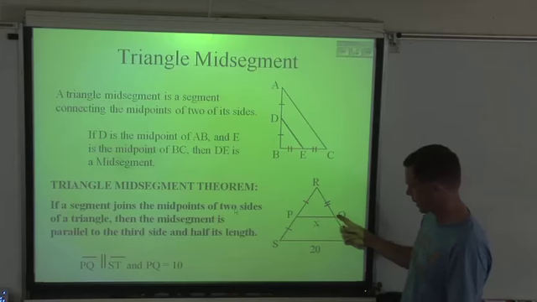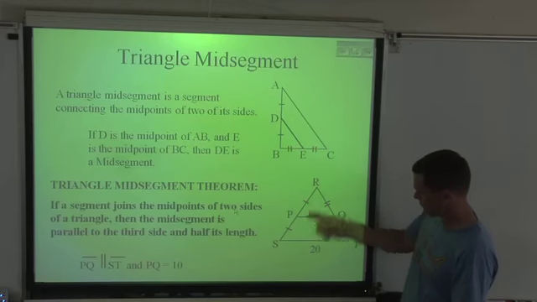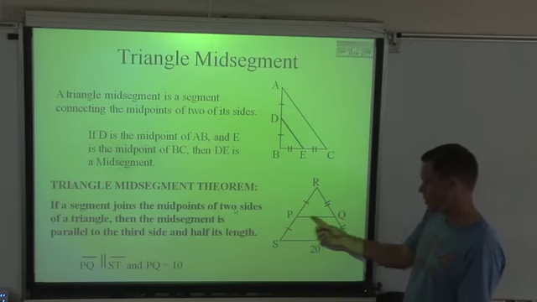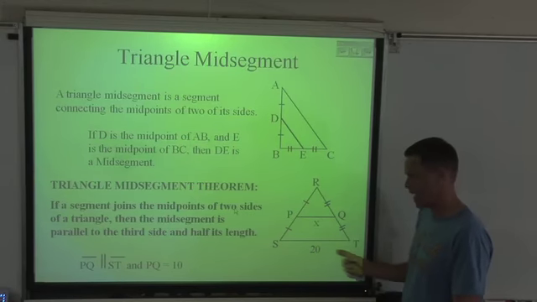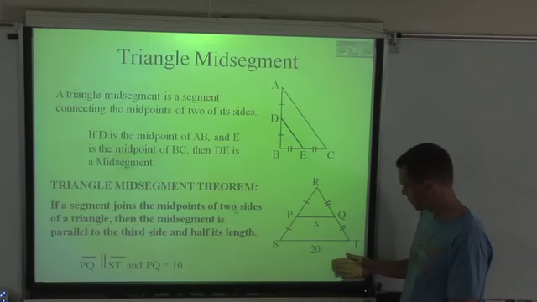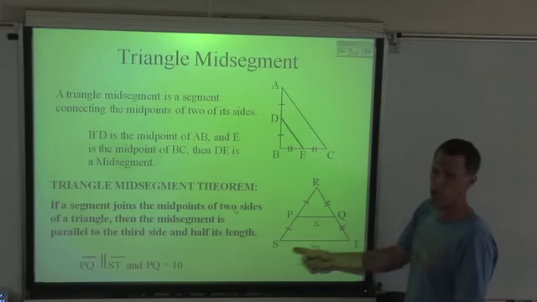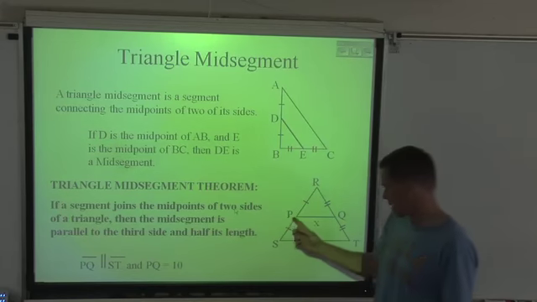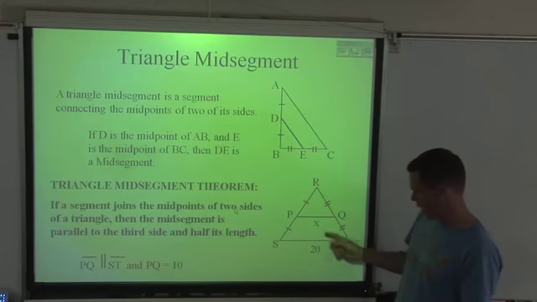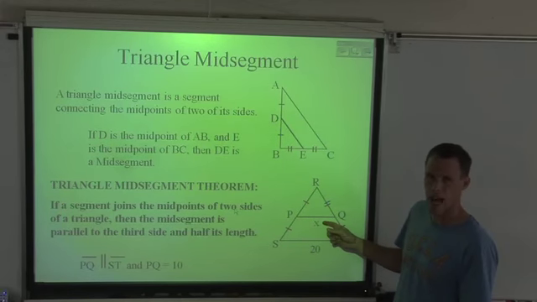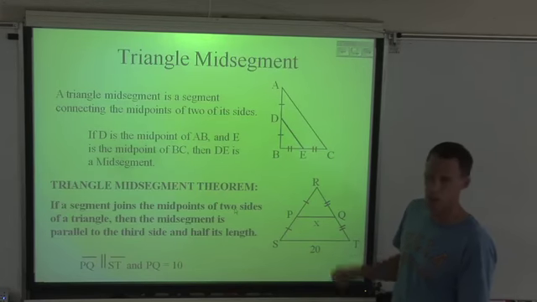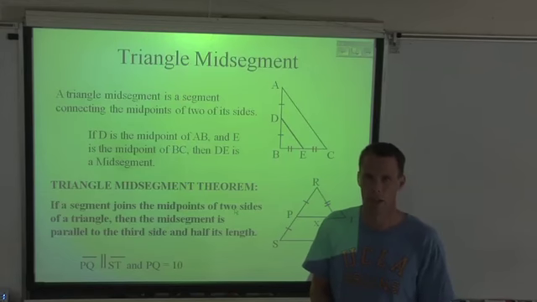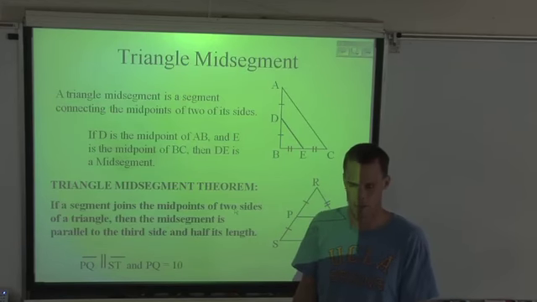P is a midpoint, Q is a midpoint, so PQ is a midsegment. And now we know PQ is 1/2 of ST and PQ is parallel to ST. So my conclusions are PQ is parallel to ST, and because X, the distance, is half of ST, PQ's length, or X, is equal to 10. This is the triangle midsegment theorem.